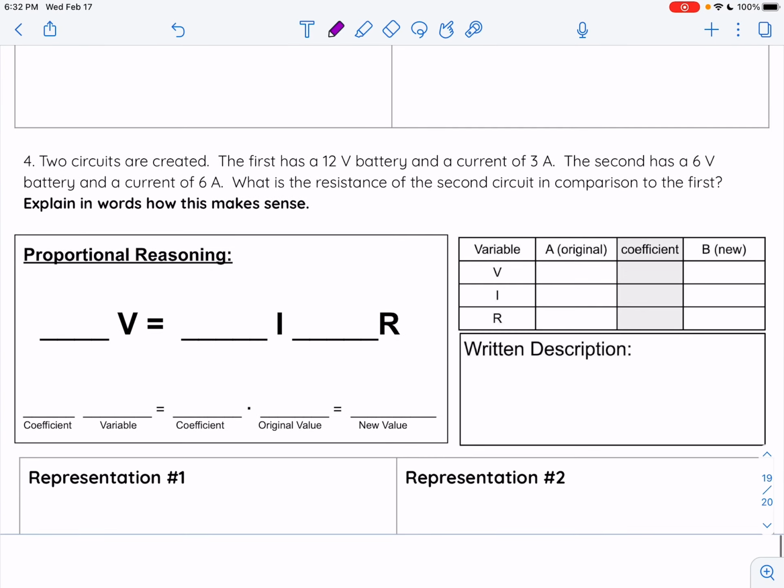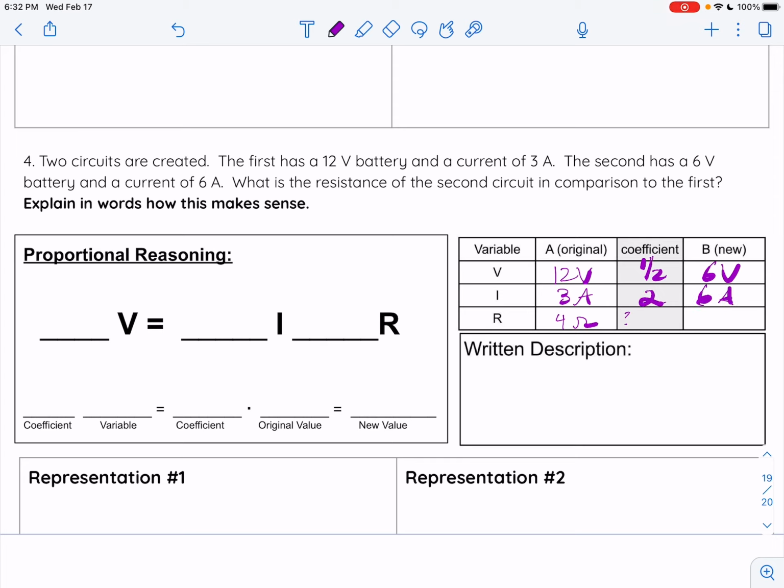All right, second one. Two circuits are created. The first has a 12-volt battery and a current of 3 amps. Okay, so if V equals IR, I can see this is going to be 4 ohms. It doesn't really matter, but we'll see. The second has a 6-volt battery, so that's going to be a reduction of a half. And the current is 6 amps, so I've actually doubled the current.